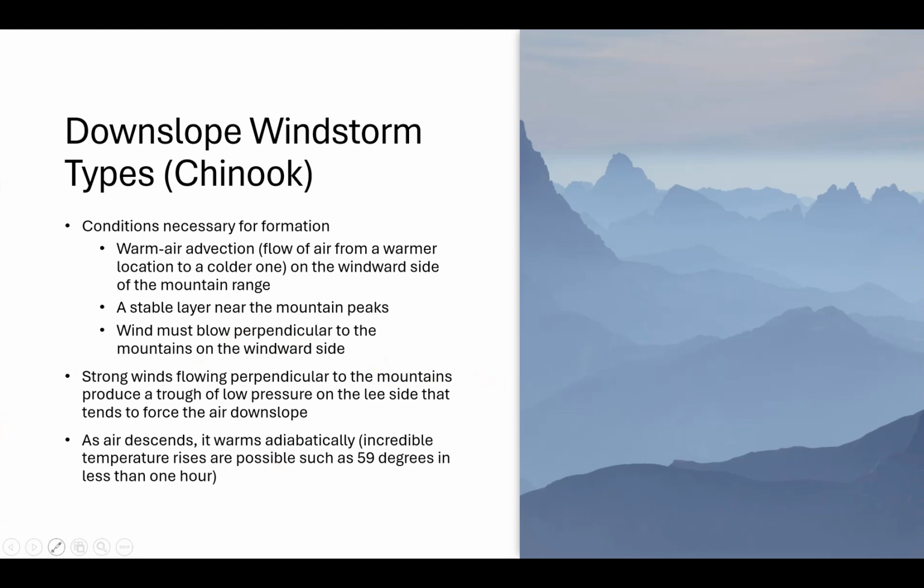Let me draw this out while I'm thinking about it here. Let's just say that this is the Rocky Mountains right here. So the first criteria, let's examine these again. Warm air advection, flow of air from a warmer location to a colder one on the windward side of the mountain range. So we have, I'll just make a W here for warmer temperatures. Now, let's say that these winds are blowing perpendicular, or at a 90-degree angle, to the windward side of the mountain here, the Rockies.